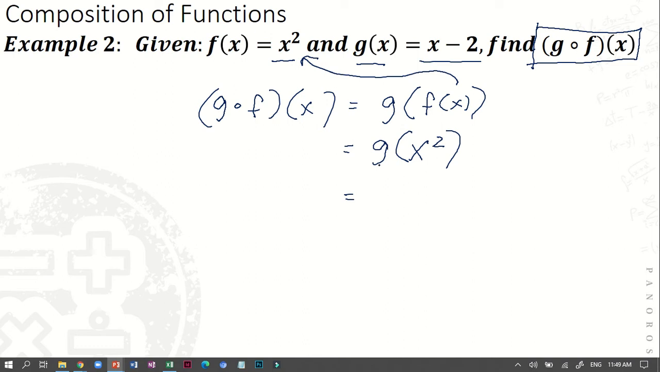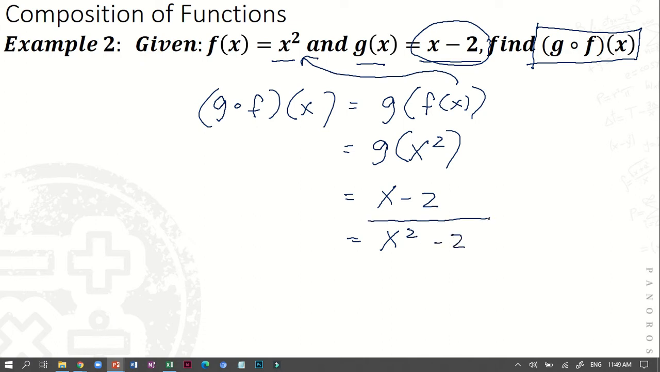Next, kunin yung value ni g. Ang value ni g ay x minus 2. Okay, so ito yung value ng ating g: x minus 2. So, we'll have here now x minus 2. Next, tanggalin ang x. Palitan ng inner function, so x squared. Okay, tanggalin ang x, palitan ng x squared. So, remove x, palitan ng x squared minus 2.